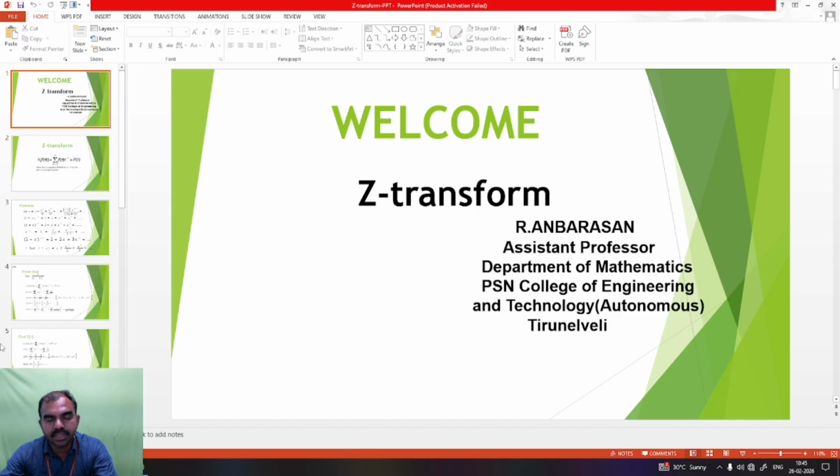So first, what is the meaning of transform? A transform is an operation which converts a mathematical expression into a different format. Suppose we consider a curve. That curve may be simplified by transferring the origin of the coordinates to a new position. So a transform is a way by which we can solve the problem easily. We can use the transform techniques. So today we'll see the Z-Transform.